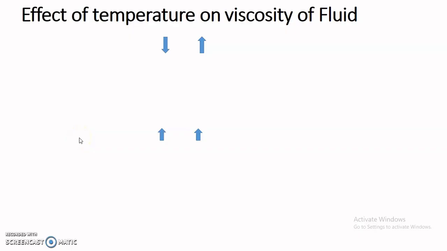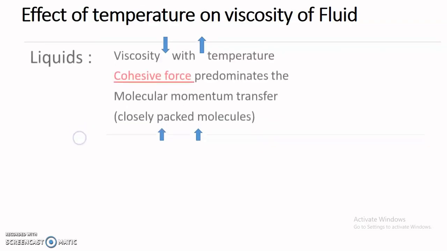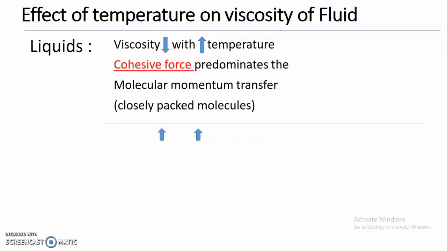Let us also see the effect of temperature on the viscosity of a fluid, whether it will increase or decrease. For liquid, the viscosity decreases with increase in temperature. Why is it happening? What is the reason behind it? See, we know that cohesive force and molecular momentum transfer were the main reasons behind viscosity, isn't it? We know this from the previous lecture.